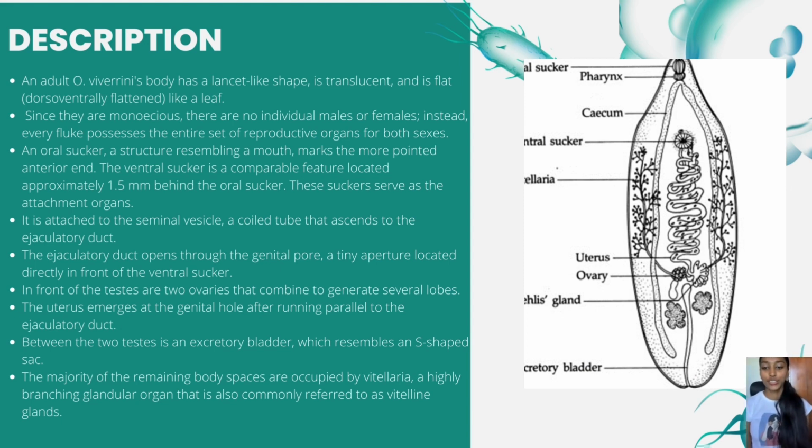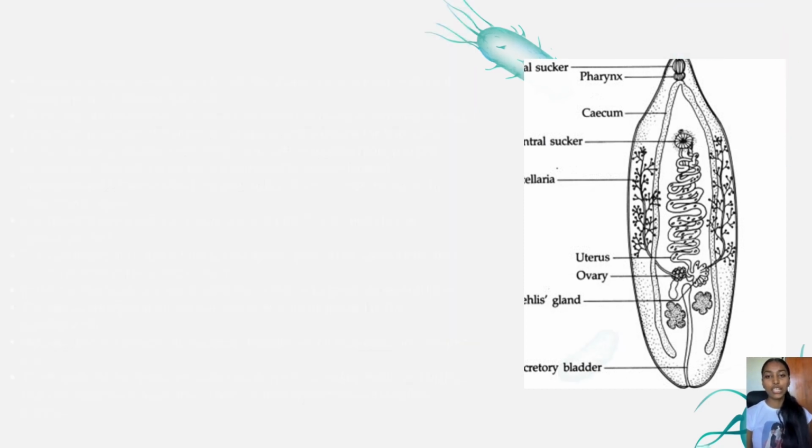It is attached to the seminal vesicle, which is a coiled tube that ascends to the ejaculatory duct. The ejaculatory duct opens through the genital pore. In front of the testes are two ovaries that combine to generate several lobes. Between the two testes is an excretory bladder which resembles an S-shaped sac. The majority of the remaining body spaces, as you can see, are occupied by the vitellaria, which is a highly branching glandular organ that is commonly referred to as vitelline glands.